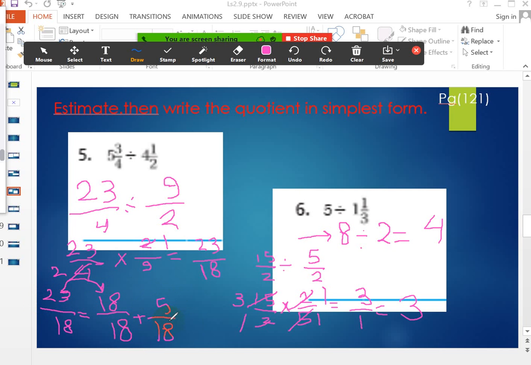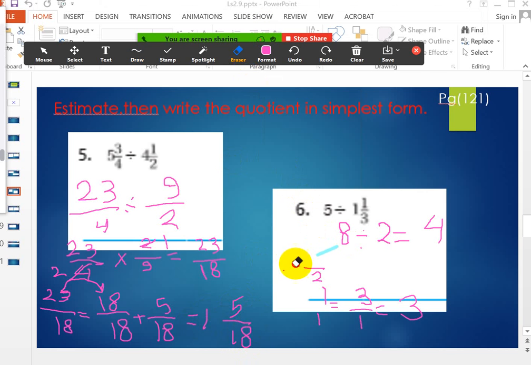Okay? So the mixed number will be what? 18 over 18 equals 1 and 5 over, okay, I will write it here, I'm sorry. One and 5 over 18.